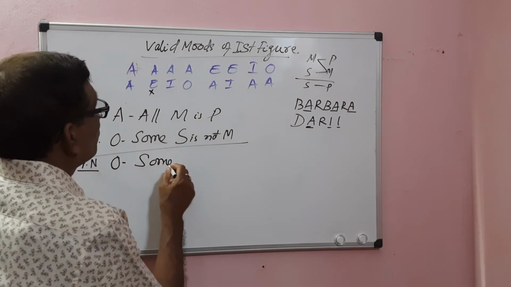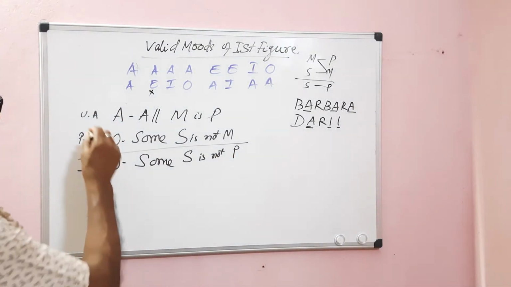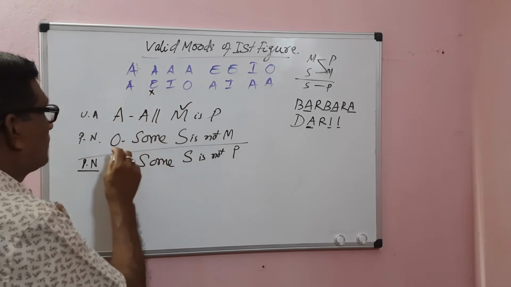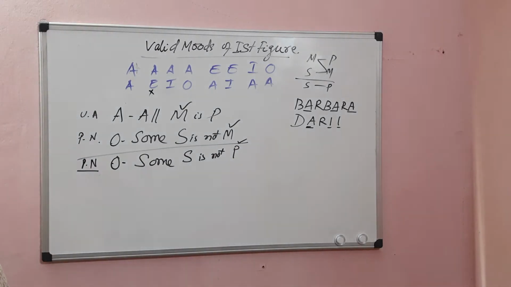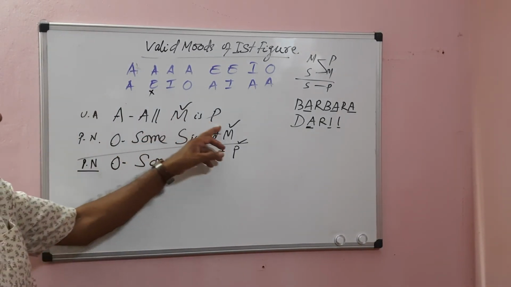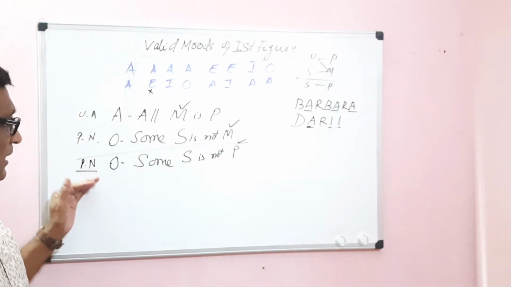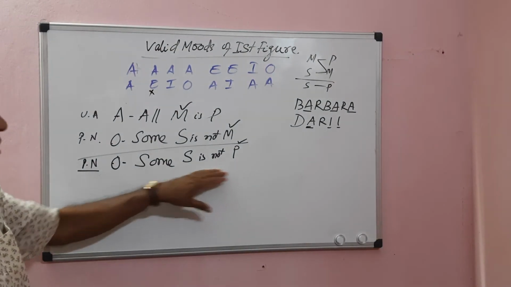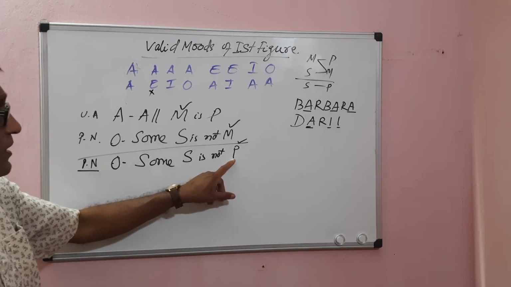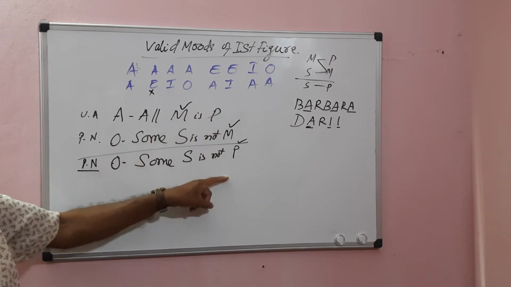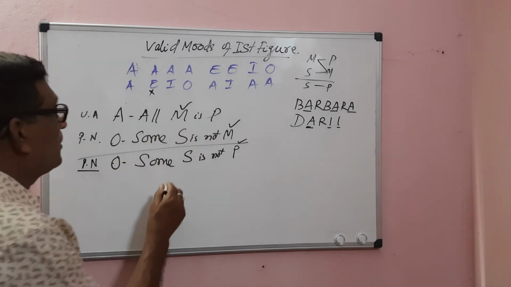Some S is not P. Then the distribution of terms: A proposition distributes the subject term, and O proposition distributes the predicate. Here you see the middle term is distributed in both the premises, major premise and minor premise, so there is no fallacy of undistributed middle. Then we have to see the distribution of terms in the conclusion. In the conclusion, the major term is distributed, but it has not been distributed in the major premise. So the major term is distributed in the conclusion without being distributed in the major premise. This is a fallacy of illicit major.